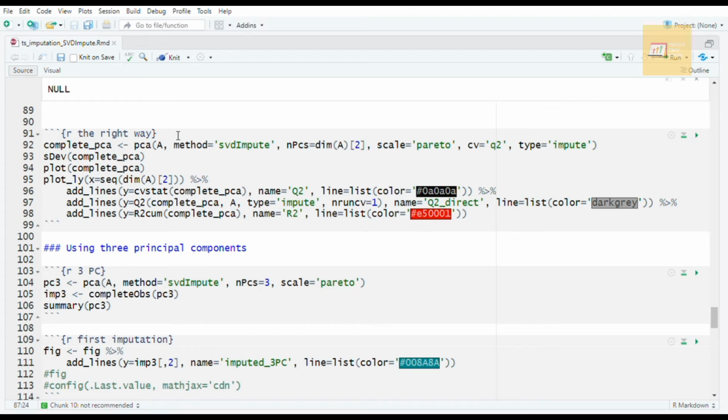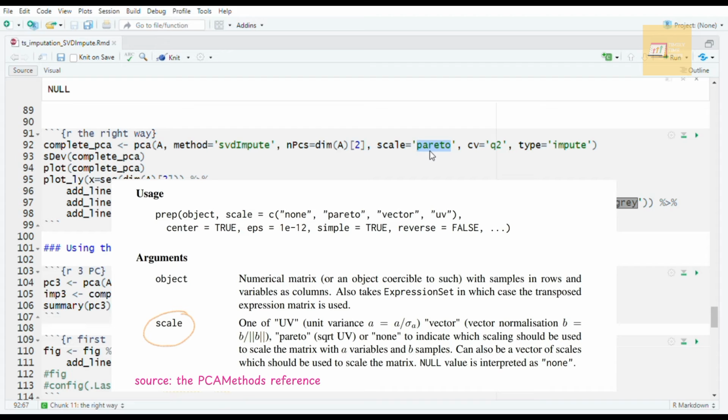That's why we cannot impute using the SVDImpute function directly. The right way to do it is by using the PCA function and putting SVDImpute as the value in the method argument. This is a little different from what I showed you earlier in the slides, but I use the CV and type arguments. The scale argument is for scaling the data. I'm using the Pareto scaling method, which is the square root of the univariate scaling method.